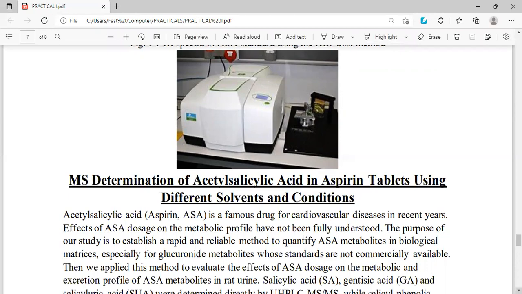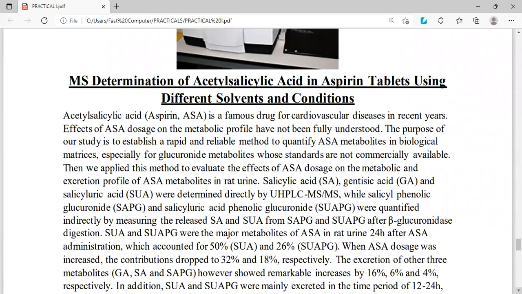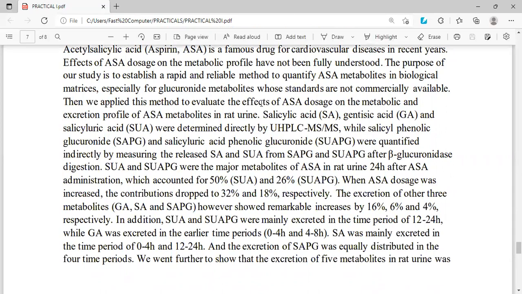ASA is a famous drug for cardiovascular diseases in recent years. The effect of ASA dosage on the metabolic profile has not been fully understood. The purpose of our study is to establish a rapid and reliable method to quantify ASA metabolites in biological matrices. Then we applied this method to evaluate the effects of ASA dosage on the metabolic and excretion profile of ASA metabolites in rat urine.